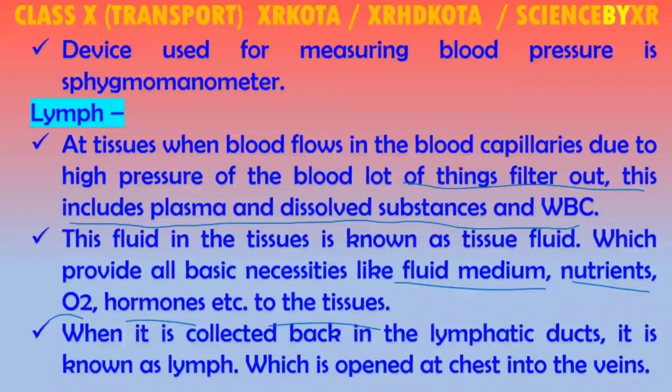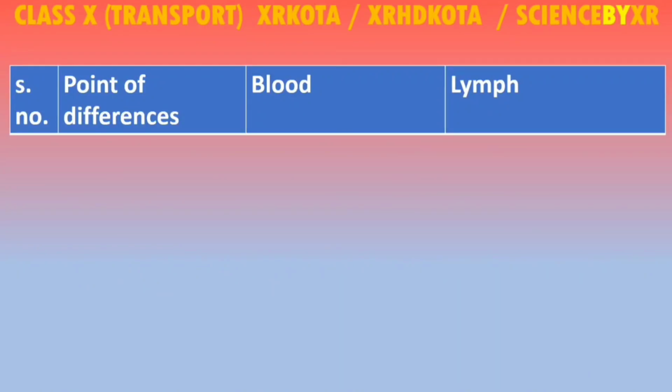When it is collected back, it goes into the lymphatic duct, and the lymphatic duct collects it, then it is called lymph. As long as it is in the tissue, it is called tissue fluid. When it enters the lymphatic duct, it is called lymph, and the lymphatic duct will open into the heart again, and the content will be maintained.